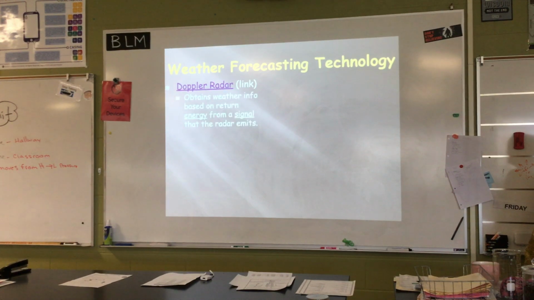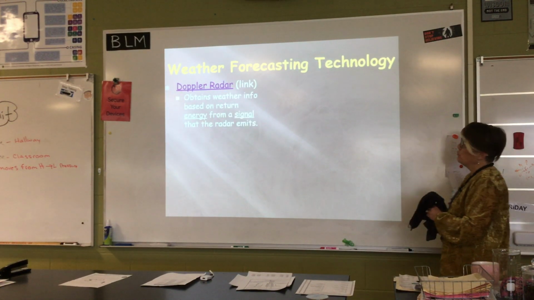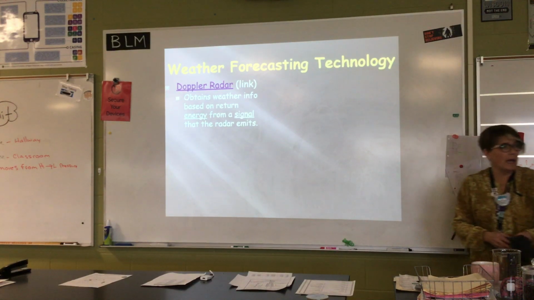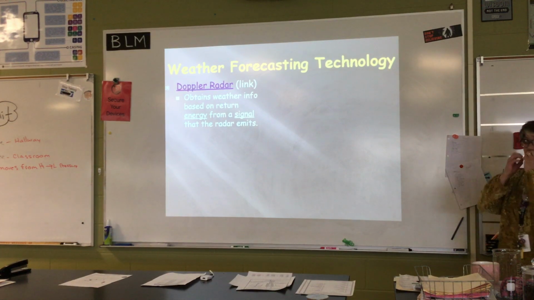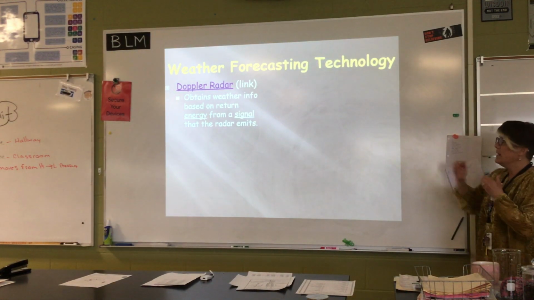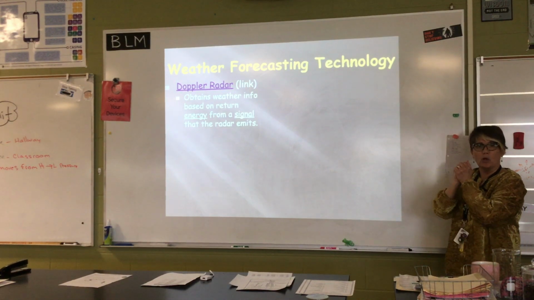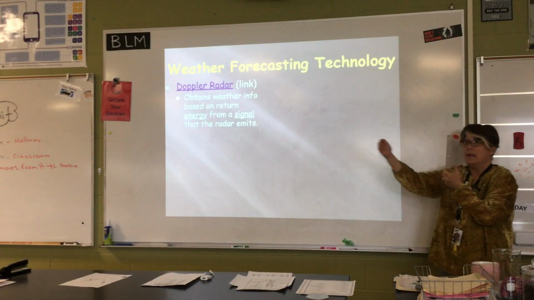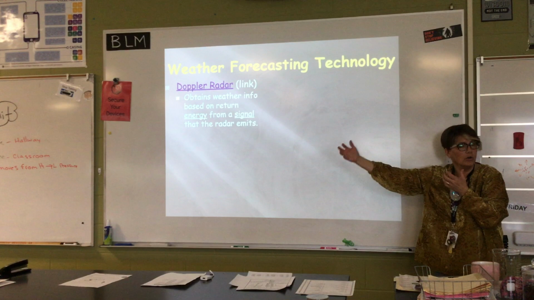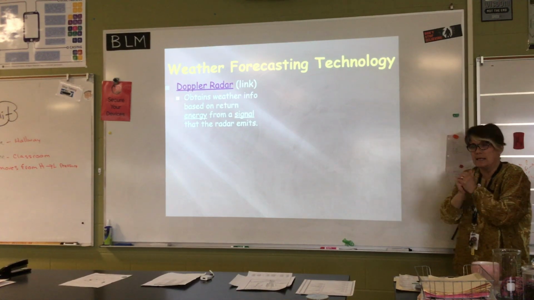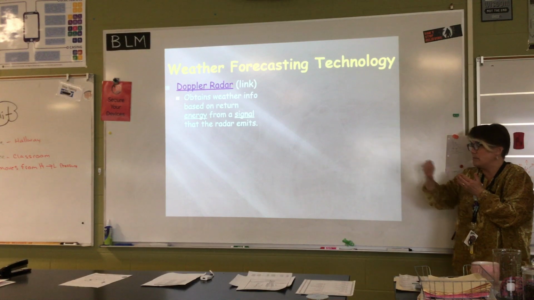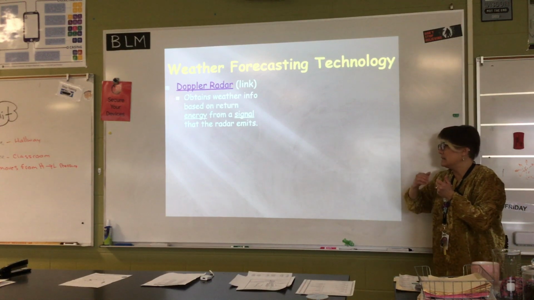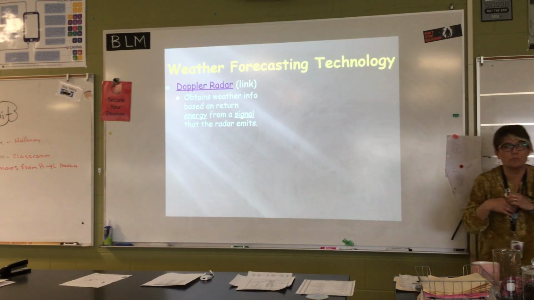Doppler radar. This obtains weather information based on return energy from a signal that the radar emits. That's just words, words, words. Does anybody know what an echo is? You send out energy, and it bounces back at you. That's what this is. It's sending out an energy pulse, and that pulse bounces off the storm, and it comes back. You know the storm is coming towards you if there's less time. If it keeps bouncing back in less and less time, you know that storm is coming towards you. If it's taking longer to get back to you, you know that storm is moving away from you.